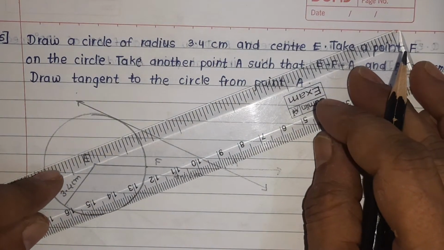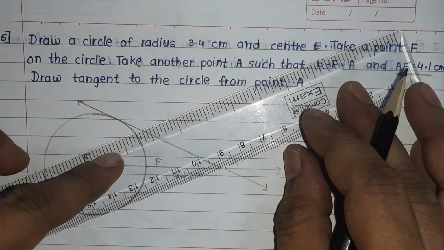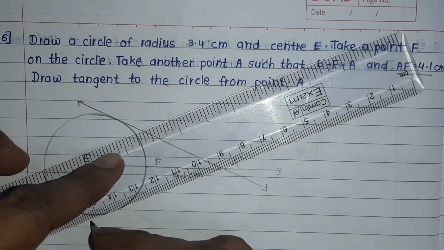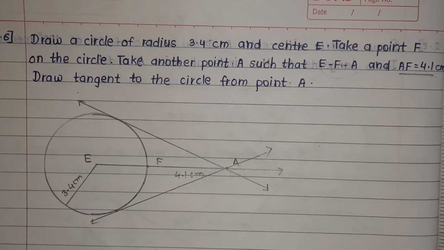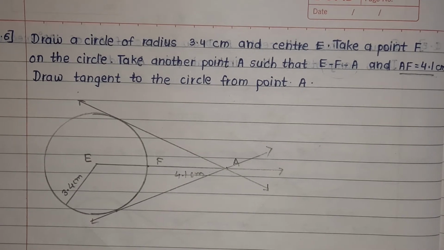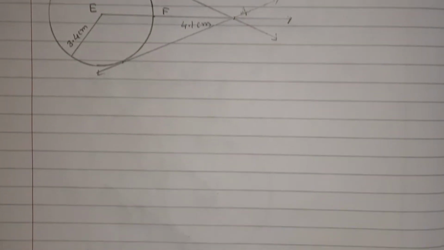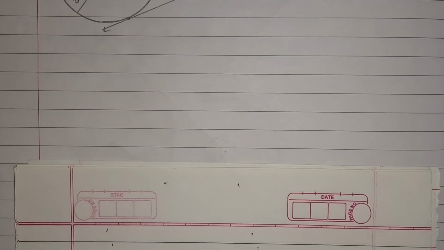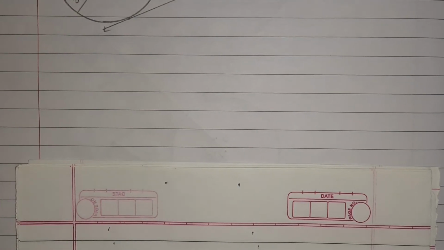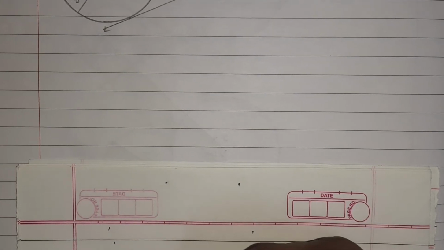Yes student, like this. Now what we have to do? We have to do the procedure of drawing the tangent when the point is outside the circle. Now see dear student, this is analytical figure. Now we have to draw the final figure. First of all, we have to draw the circle of given radius. Radius is 3.4 centimeter. Therefore we have to take a distance of 3.4 centimeter in a compass. Radius is 3.4. This is 0 and 3.4.